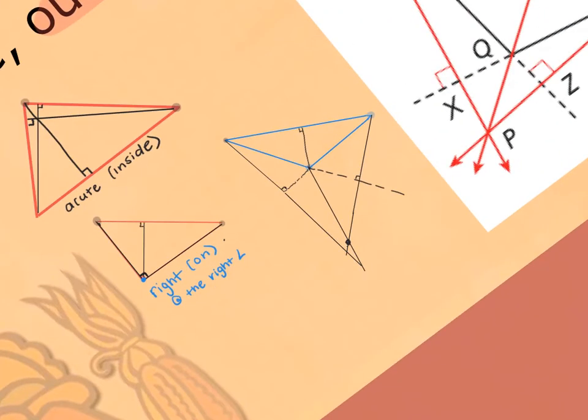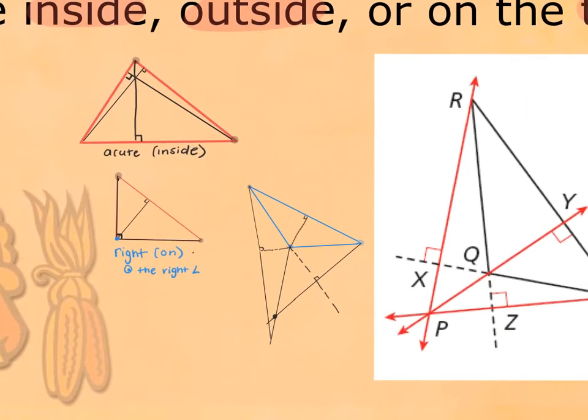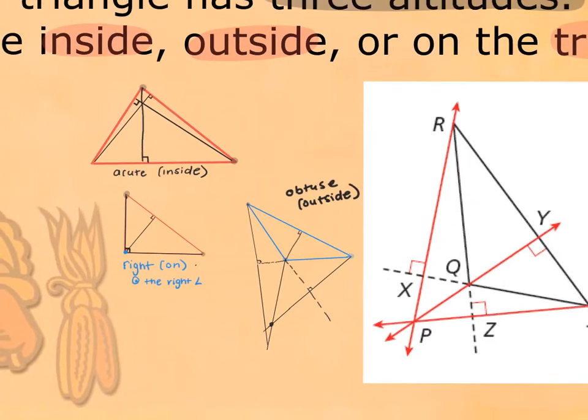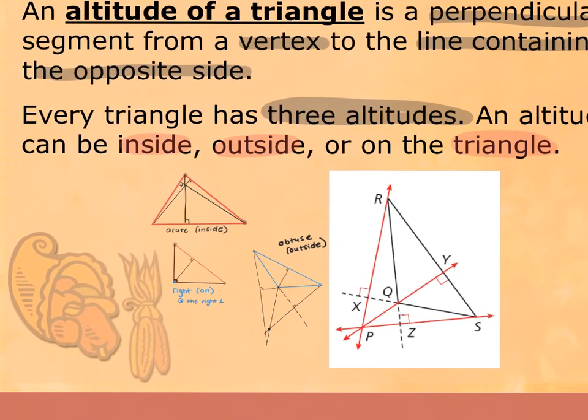So in my obtuse triangle, which is super sloppy, they meet outside. So that's where your in, on, and outside come from. In is your acute, on is your right, and outside is the obtuse.